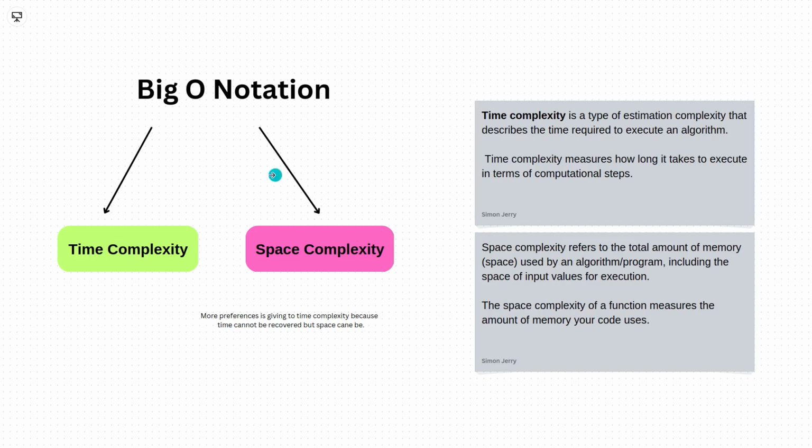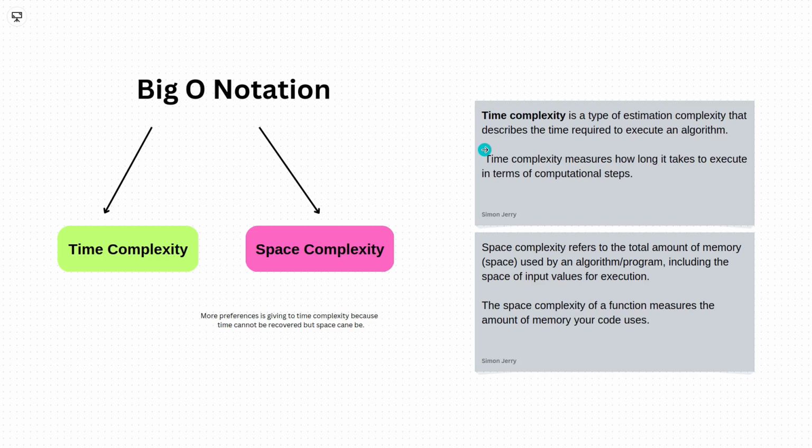Big O notation is divided into two parts. We have the time complexity and the space complexity. However, more preference is given to the time complexity because if we run out of space, we can pad up the space. We can add more space if there is no space. But when it comes to time, we cannot add more time. We cannot pad up time.